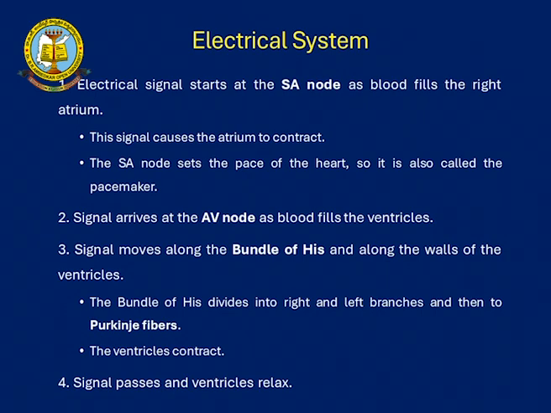At the sinoatrial node, the function of the heart starts. The electrical rhythmic movement starts from the sinoatrial node and travels through the atria, and it ends at the atrioventricular node. The bundle of His and Purkinje fibers help in the completion of this system. The electrical signals start from the sinoatrial node as blood fills the right atrium. These signals cause the atrium to contract.